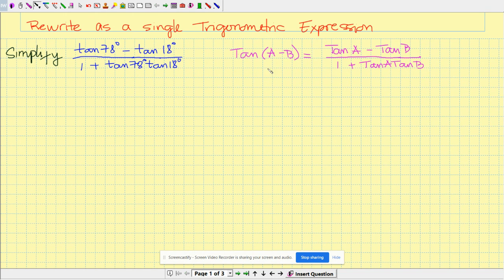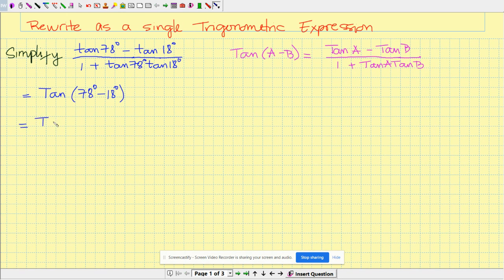So if we remember that we have the difference formula of tangent of angles A and B, we are going to go ahead and use this difference of tangent, but we are going to start from right to left. So we will write them as a single trig function, tangent only. So now our angle A will be 78 degrees, and our angle B will be 18 degrees.